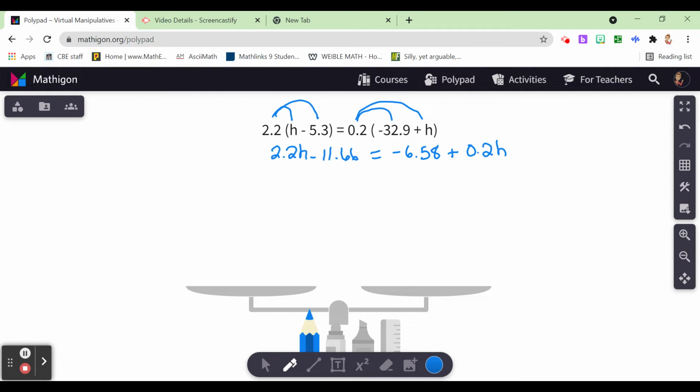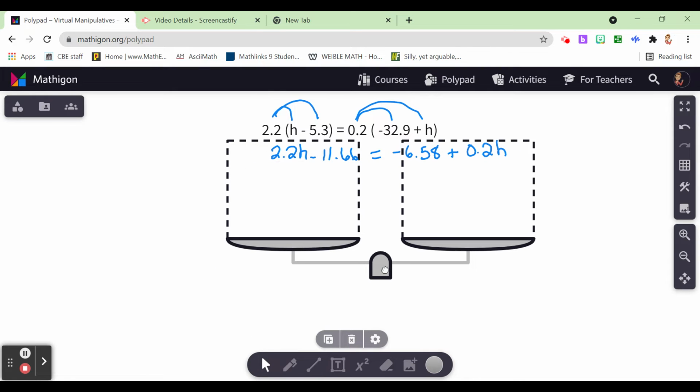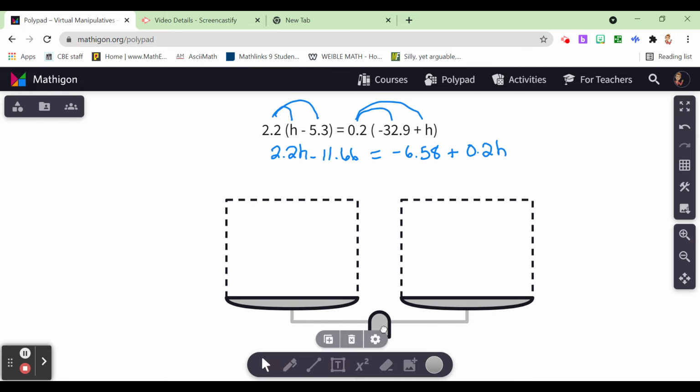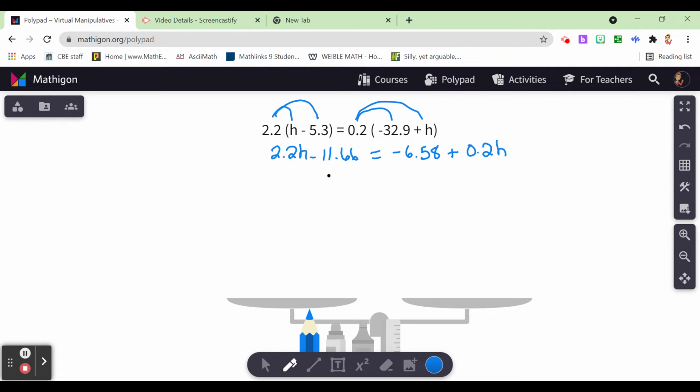Okay, so we've gotten rid of the brackets. We've shared what's outside of the brackets with what's inside of the brackets. And now we go ahead and just maintain our balance. So we're always going to keep in mind here that we're trying to balance the equation. What we do to one side, we have to do to the other side in order to maintain that balance.